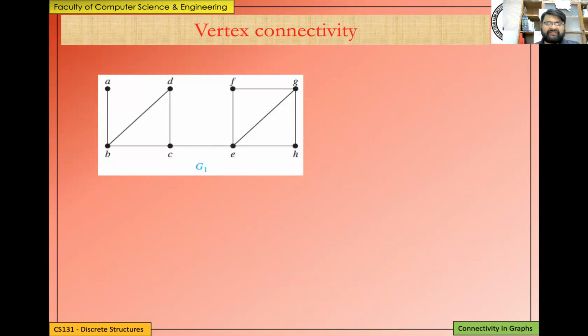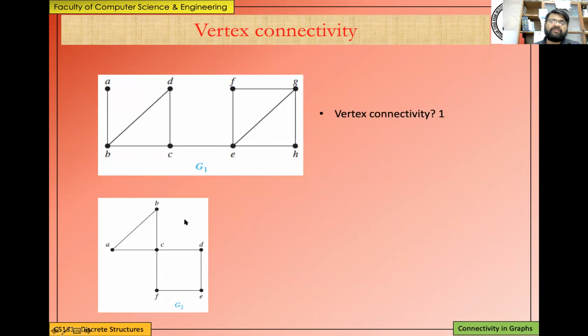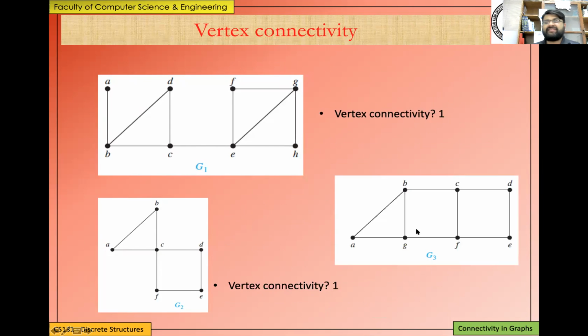What is the vertex connectivity of this graph? I think if we remove one vertex, since this has a cut vertex, the vertex connectivity of this is 1, right? What about this graph? The vertex connectivity of this graph is also 1, since we can remove C. What is the vertex connectivity of this graph? Well, the vertex connectivity of this graph is 2. You can either remove these two or these two to basically produce a disconnected graph.